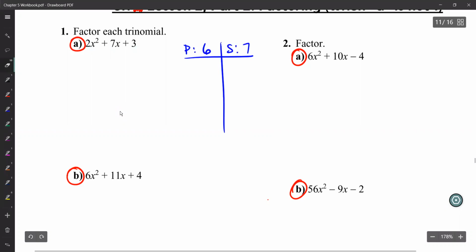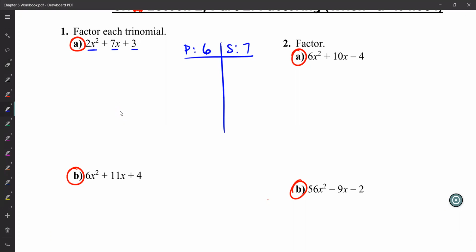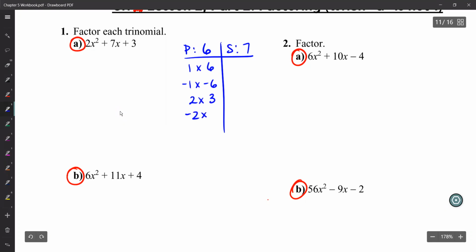This is when A is not equal to 1. Also, one thing that you would want to check before you do that part is, can you common factor? And in this case, we can't. So we can go ahead and figure out the product and sum, and I will figure out all the things that multiply to positive 6. There's 4 options. Now, do any of these have a sum of 7? Okay, I think I'm seeing 1 and 6. If I add those, would have a sum of 7. So those work as our numbers.